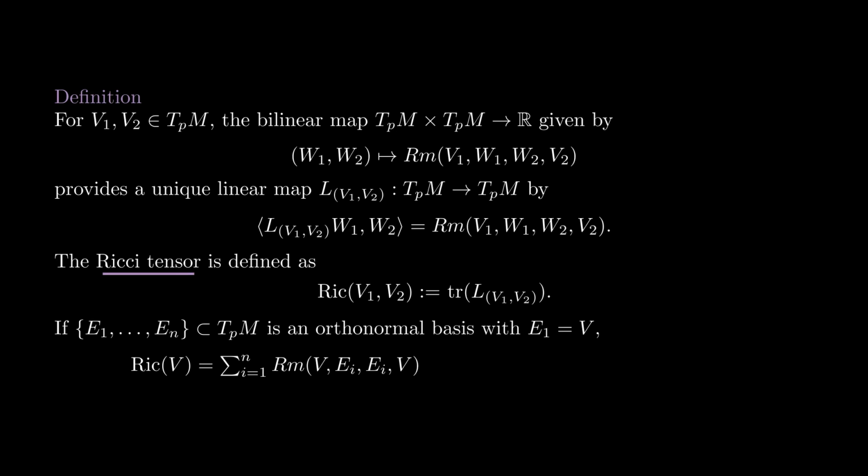If we have a unit vector v and an orthonormal basis e1, e2, and so on that starts with v, we can compute the Ricci curvature in the direction v with respect to this basis. Using the definition of L_{vv}, we see that this coincides with the Ricci tensor applied to v, v, which does not depend on the basis we took because the trace of a linear map is independent of bases. The last thing we will prove in this lesson is that the Ricci tensor is symmetric. To do that, we need to come back to the curvature operator.